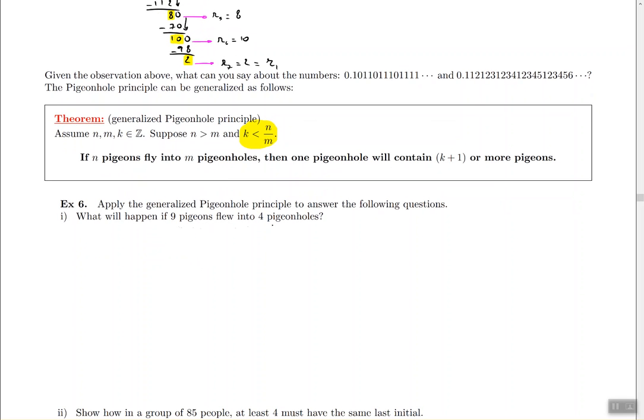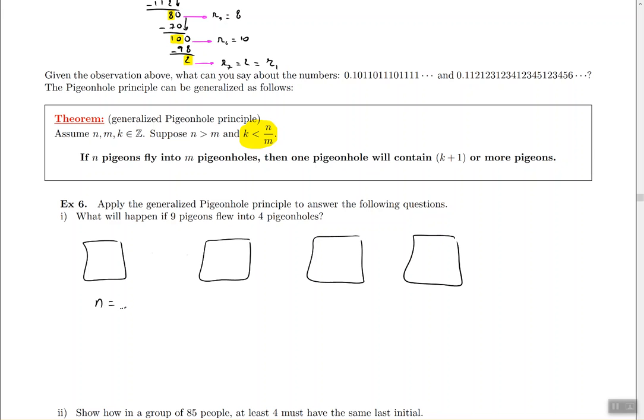Suppose that we have 9 pigeons and we have 4 pigeonholes. So again, there are 4 houses, 1, 2, 3, and 4. In this problem, n is the number of pigeons, which is 9. The m is the number of houses, which is 4. Let's divide n by m. If you divide 9 by 4, it's going to be roughly 2 point something, let's say 2.2, and the largest integer that's smaller than or equal to this is going to be 2.